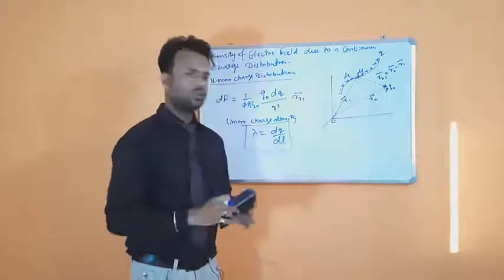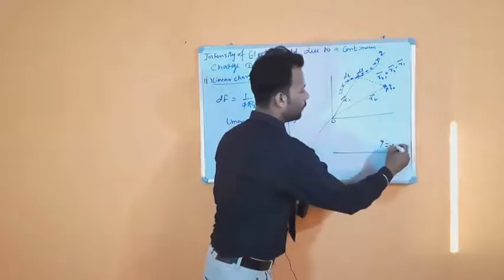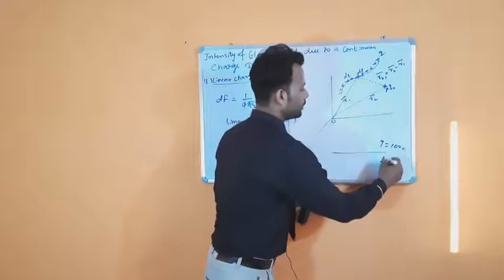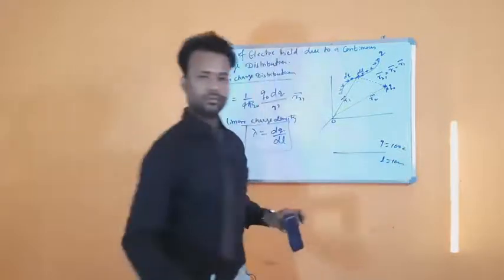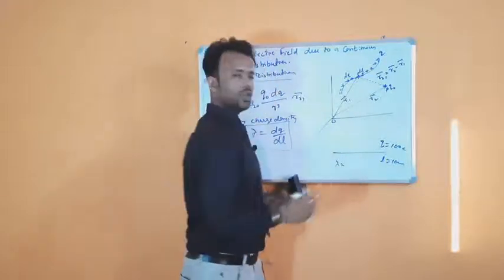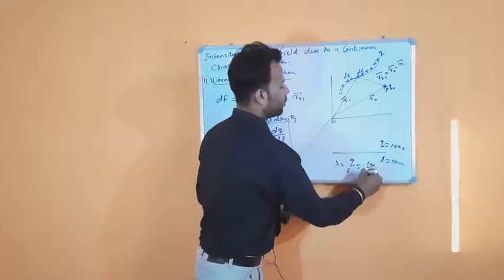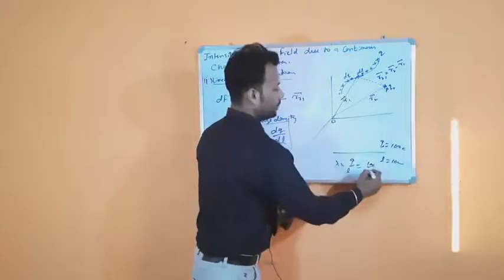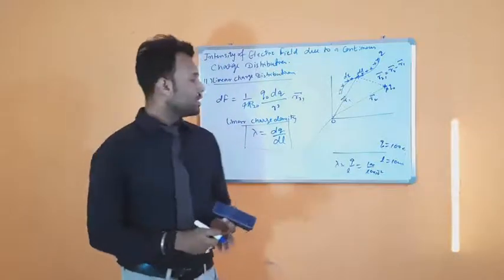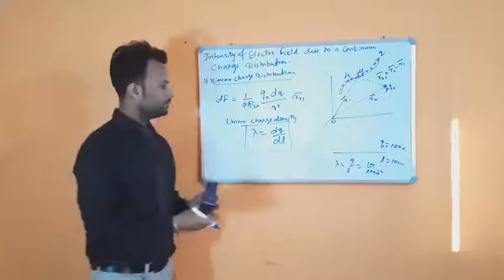For example, suppose we have a total charge of 100 coulomb and the length is 10 centimeter. Then what will be the linear charge density? That is lambda. It is charge per unit length, that is Q by L. So 100 upon 10 centimeter, that is 10 to the power minus 2. So from here we can find the linear charge density. Here lambda is the linear charge density, that is charge per unit length.